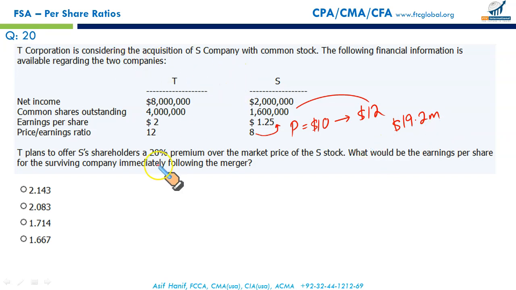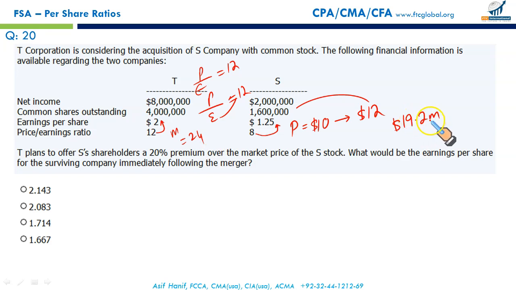Since the information is not given clearly here, it means T will have to offer its own shares for this much value. Let us first determine the current share price of T. We'll do the same thing. Whenever we multiply the price earning multiple with the earning per share, this gives us the current market price. The price earning multiple is 12. If you want to determine the market price, multiply the earning per share by the P/E multiple, 12 times 2, that's going to be $24. That is the current share price of T.